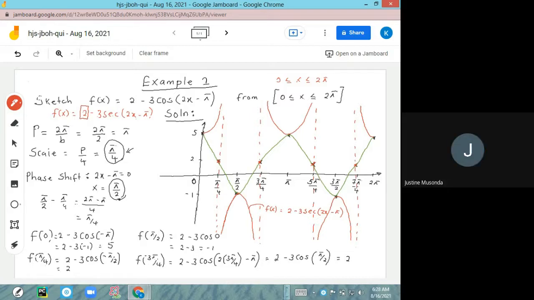Sir, how do you find the scale? You divide the period by 4. Whichever period that you obtain. Always, for sine, cos, sec, cosec. Only for these 4.